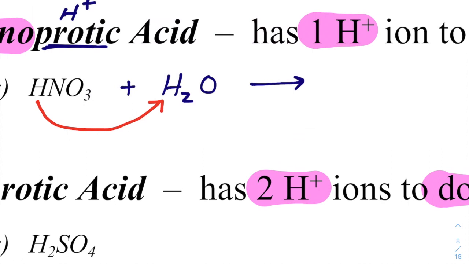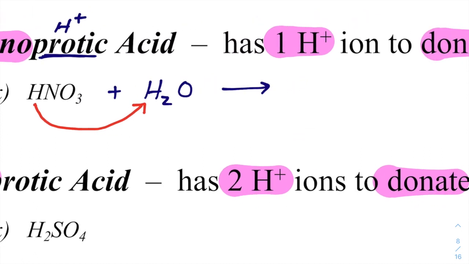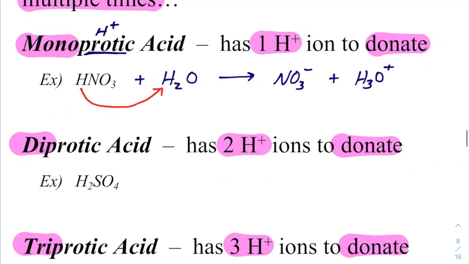Now, what it leaves behind, first of all, is just NO3, which now has a negative charge because it lost a positive charge. So it's left as the net charge is -1. And it creates water with an extra H on it, so that's H3O plus. Now that should be familiar to you. That is the hydronium ion.